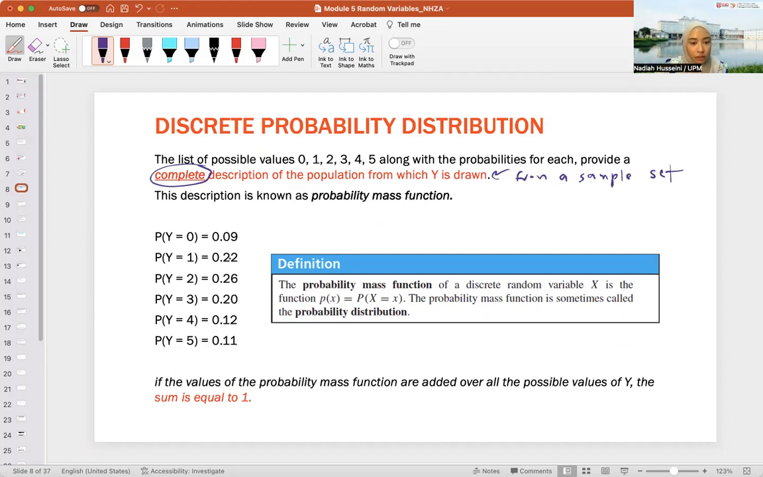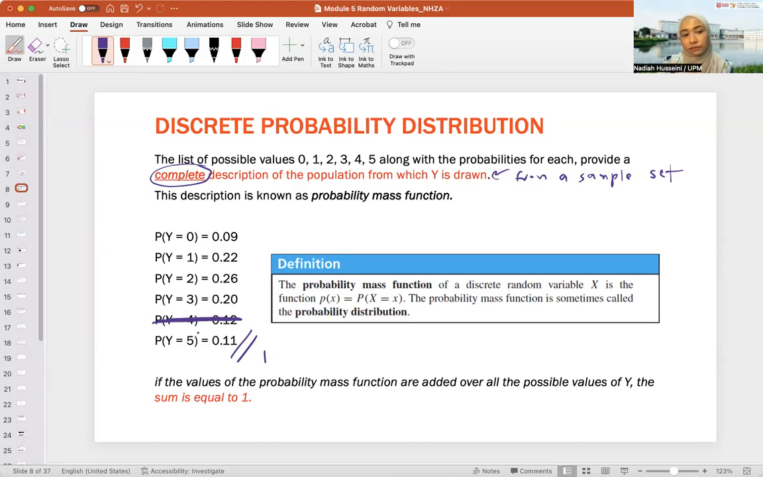Here, if we add these probabilities all together, we should get a total probability equal to 1. When you have a complete list of probabilities for the random variable, you have a probability mass function. It has to be complete. Let's say you get rid of this one, then your total probability is less than 1, so this is no longer your probability mass function. It's just a list of probabilities. But if you have a complete set, then yes, it's called a probability mass function.